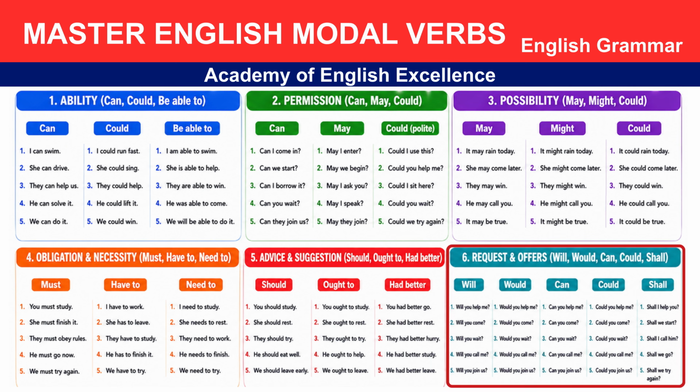Finally, requests and offers. We use these modal verbs to speak politely, such as will, would, can, could, and shall. Here are the examples. Will. Will you help me? Will you come? Will you wait? Will you call me? Will you join us? Would.